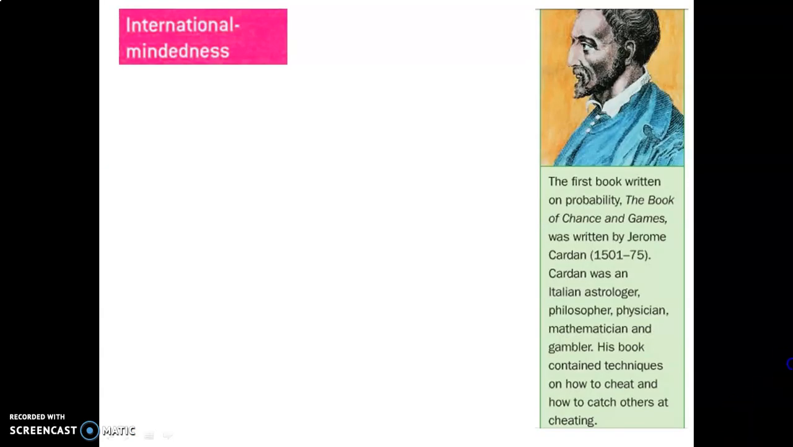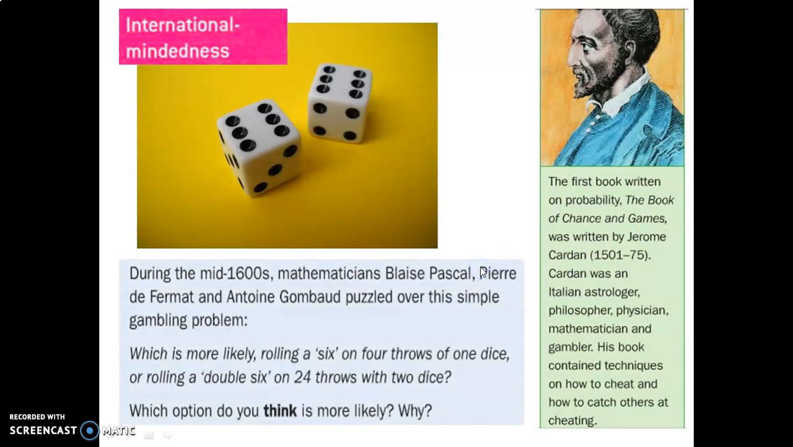First of all, there is a book written on probability. It's called The Book of Chance and Games. It was written by Jerome Cardin, who lived between these years. He was an Italian astrologer, philosopher, physician, mathematician, and a gambler. His book contained techniques on how to cheat and how to catch others at cheating. So he was such a prolific gambler that he wrote this book all about probability. Okay, so here's a problem that was posed by him.